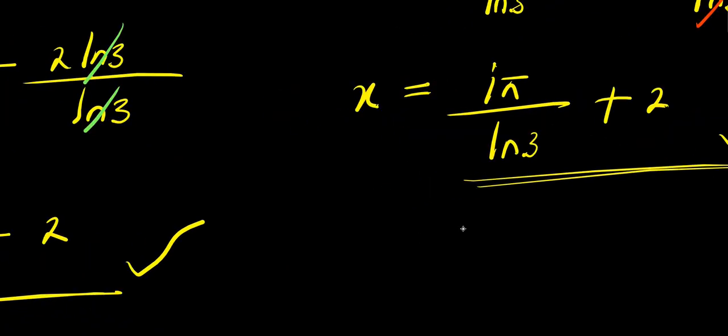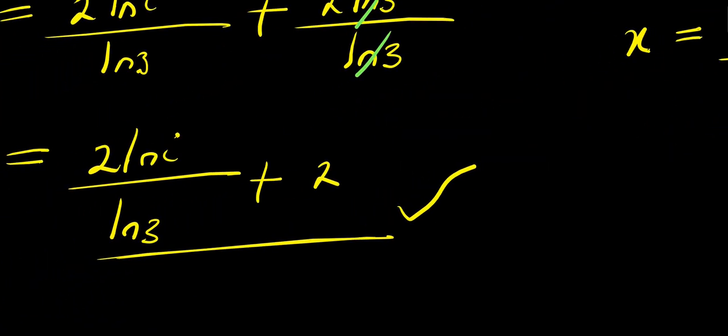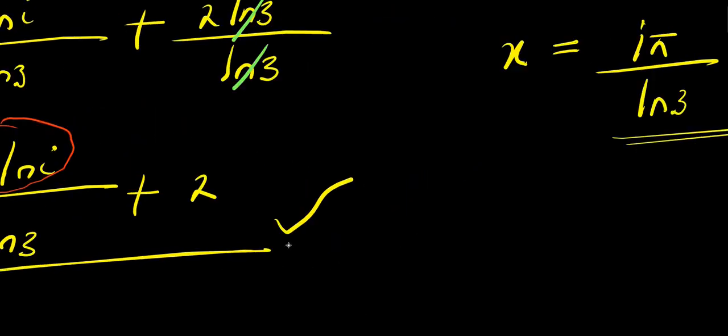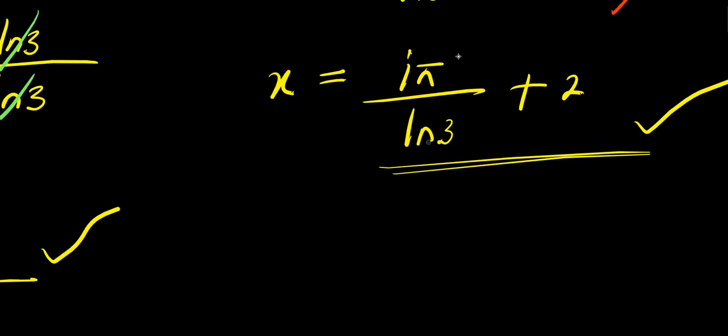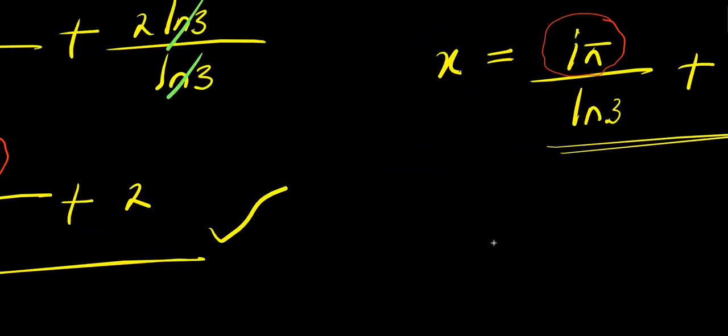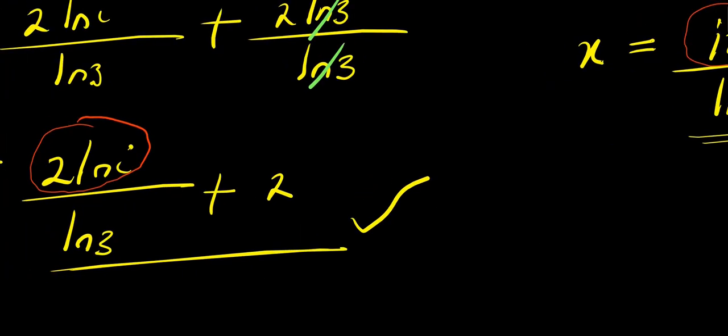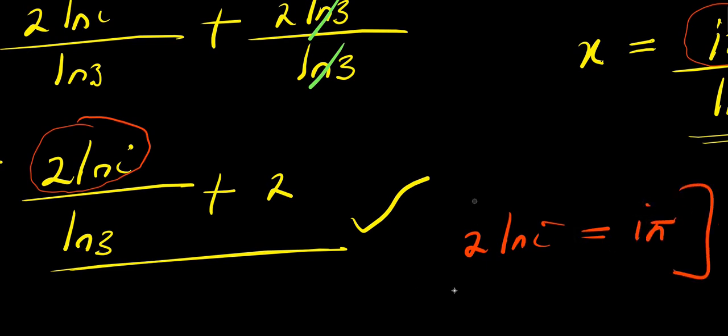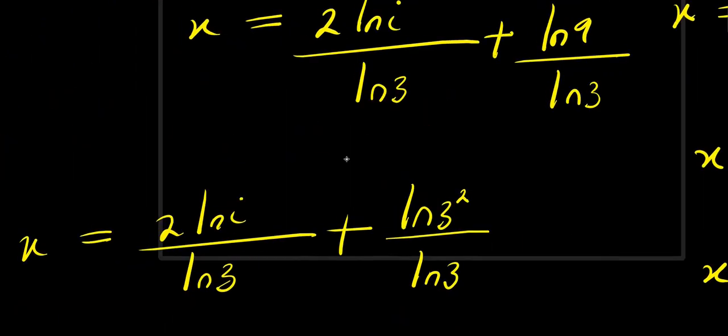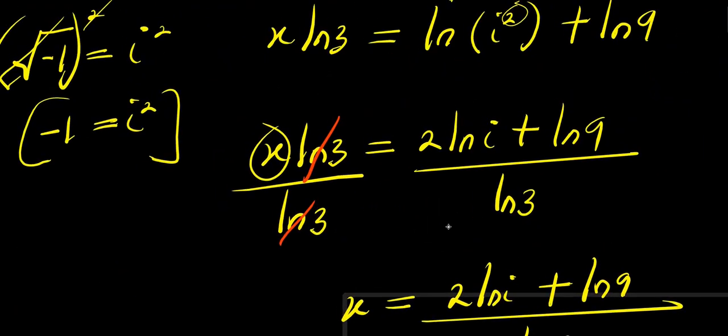So look at it here. They are very similar. Just that here we have 2 times natural log i, while on this other part here, we have i times pi. So what you simply have is 2 times natural log i equals i times pi. So guys, that is it now. This is how you solve this exponential problem.